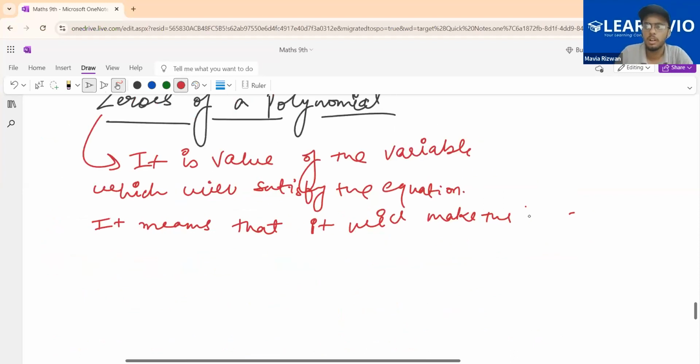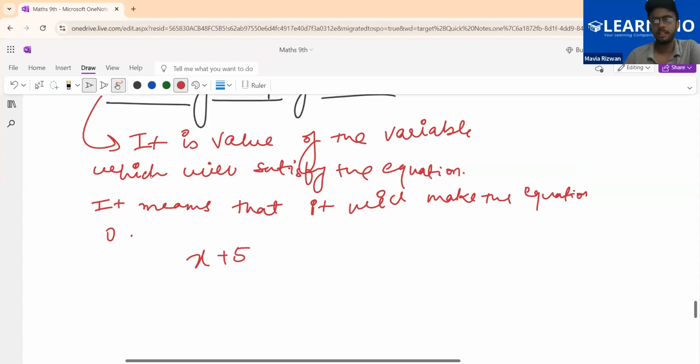So it will make the equation zero. Now, what does it mean? Basically, see, x plus 5. Now, Safia, tell me what should be the value of x that the value of this polynomial becomes zero. -5. Yes. So x should be -5. So we can write that x is equal to -5 is a zero of the polynomial.